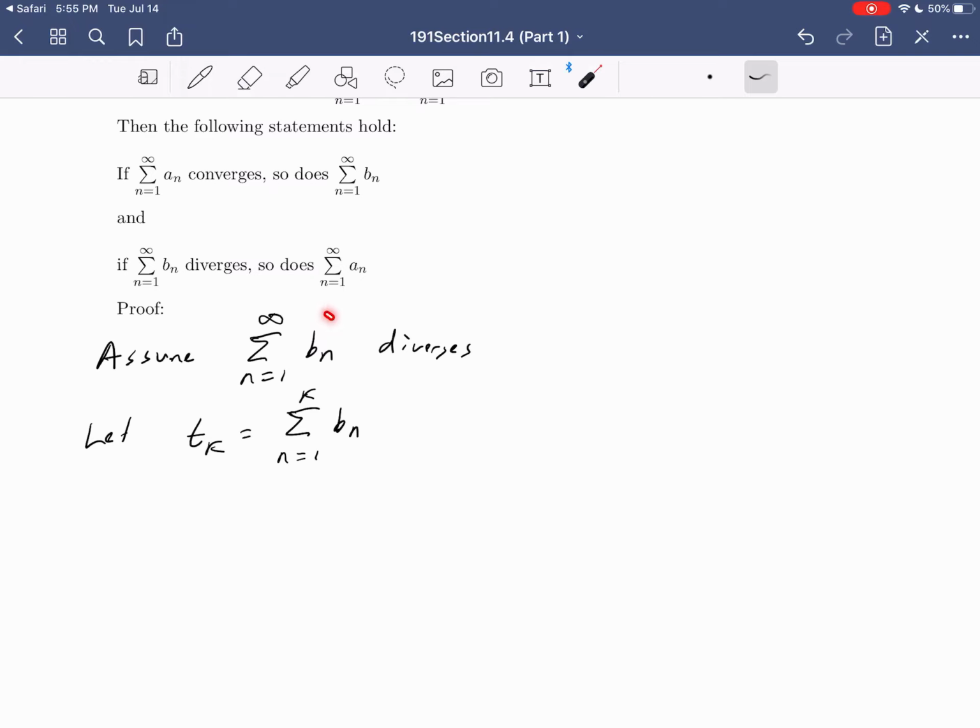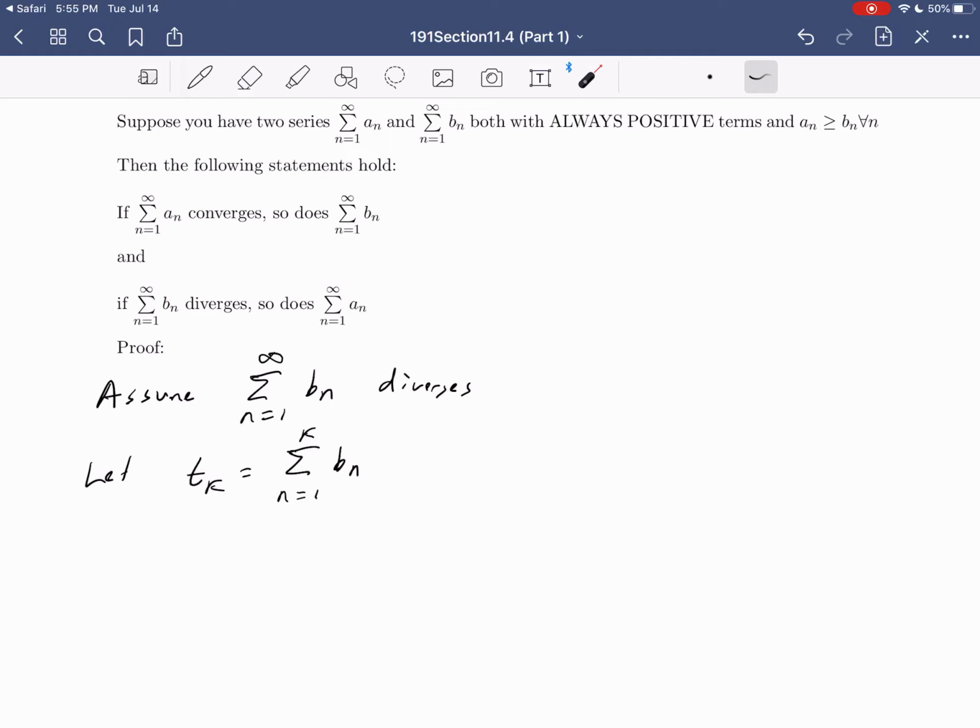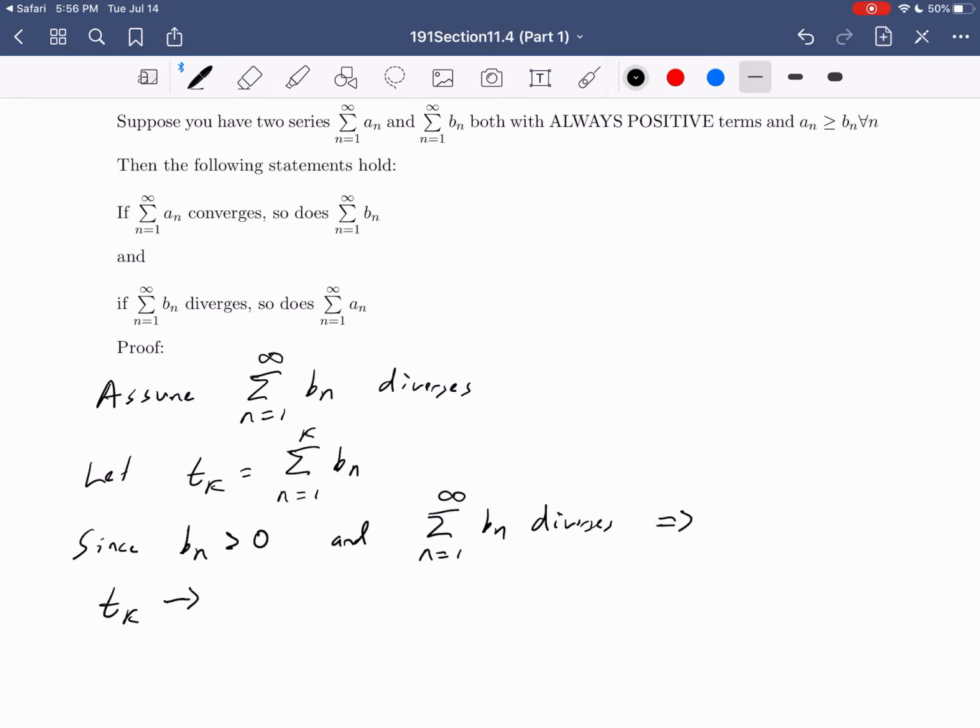Now, again, when things diverge, that could mean a lot of things. That could mean that the sum is going to positive infinity. It could be going to negative infinity. It could be oscillating. The limit could not exist. But in our situation, only one of those is going to be the case. Since the terms are always positive, since B sub n is strictly greater than 0, and the sum from n equals 1 to infinity of B sub n diverges, this implies that T sub k is actually headed to positive infinity.